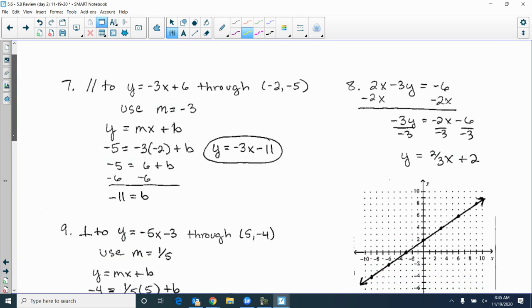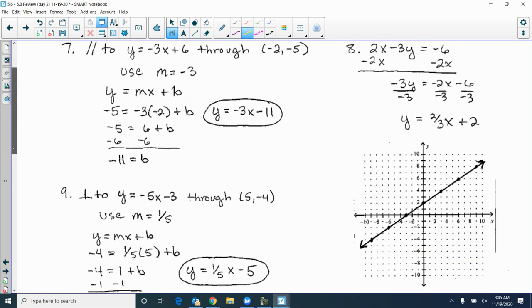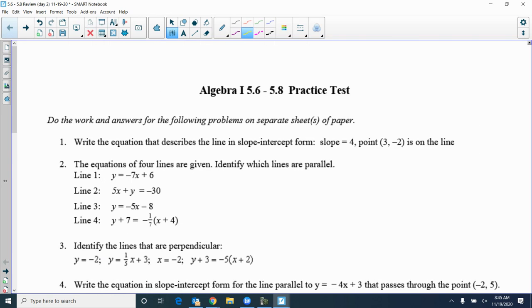All right, there's 7, 8, and 9. Any questions about these? James question. Oh, yeah. Which one? Number 1? This one? All right, let's go back to number 1.